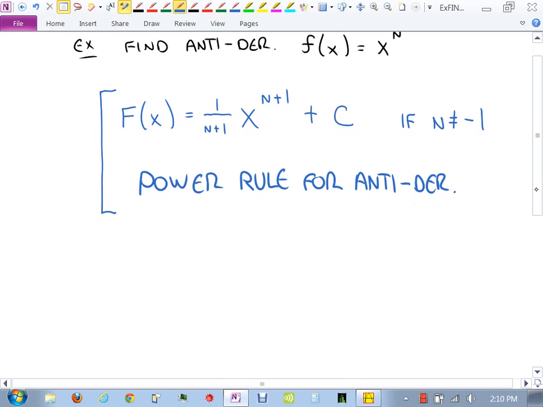So let me look at the case that it is. If n is equal to negative 1, then isn't my original function x to the negative 1? Right? The little f, isn't it x to the negative 1? Isn't that 1 over x? And what is it that we take the derivative of to get 1 over x? The natural log. Right? The derivative of natural log of x is 1 over x. So in the case that n is negative 1, the capital F of x will be equal to natural log of x plus c.